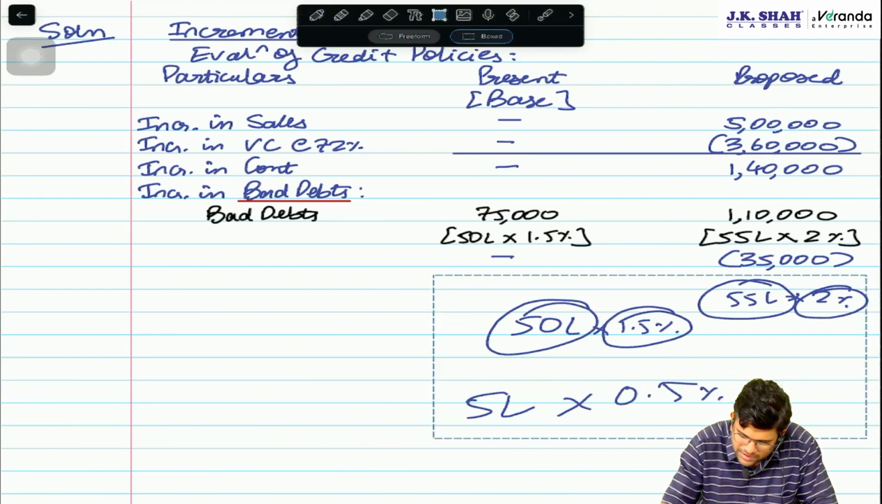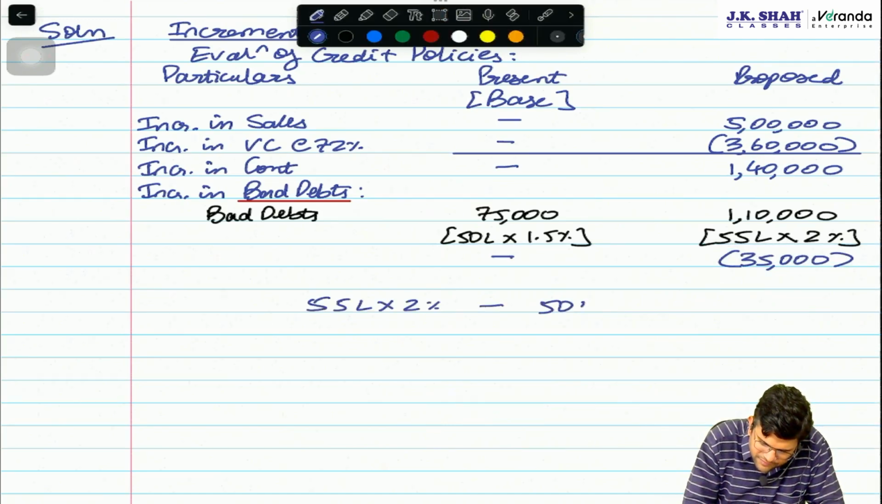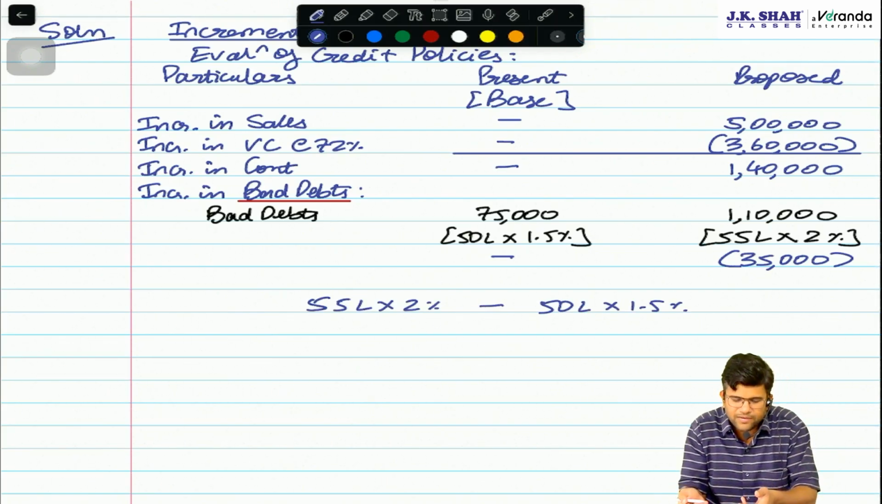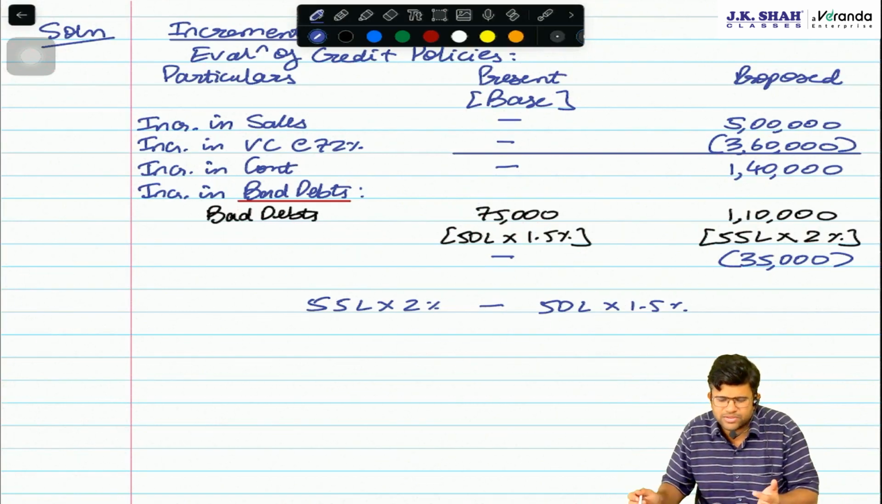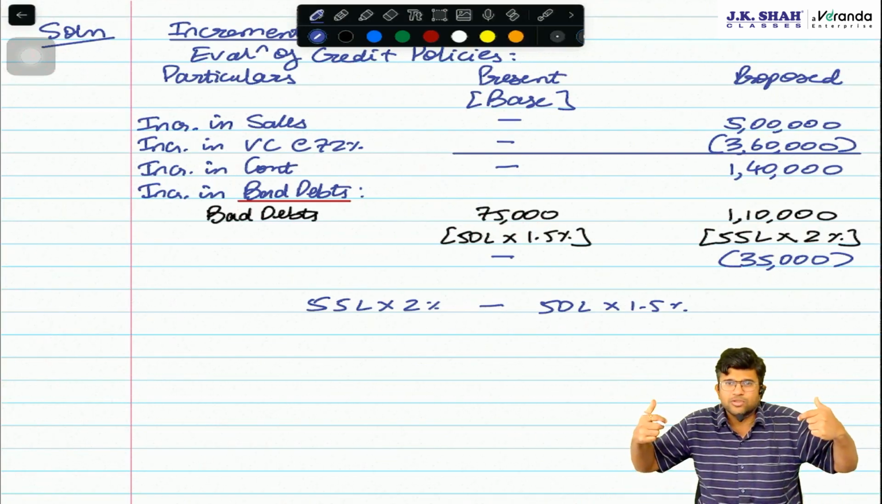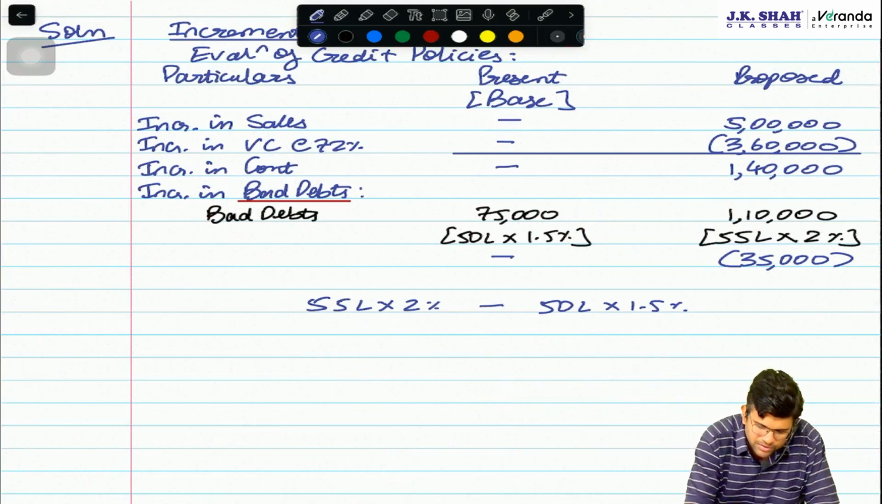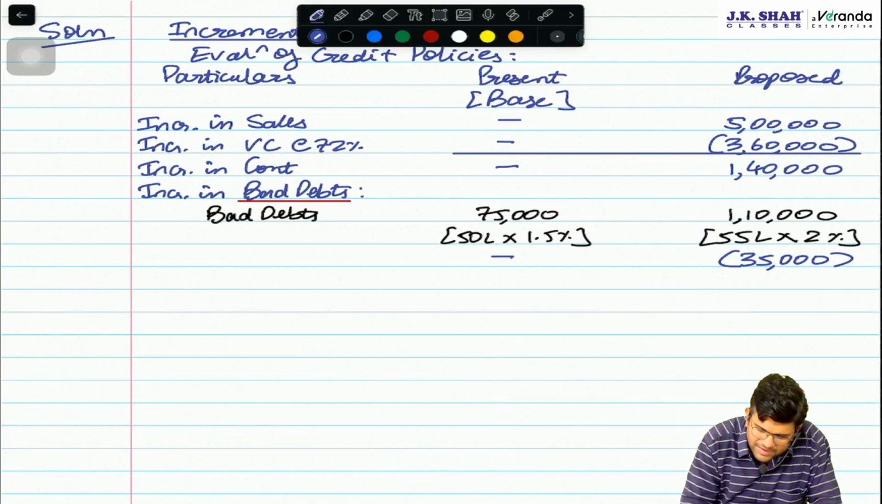If you notice the equation correctly, it is 55 lakh into 2% minus 50 lakh into 1.5%. Students, how can you take 55 lakh minus 50 lakh outside, 2 minus 1.5 outside? It is not possible. These are two separate numbers, calculate them separately and then do the incremental calculation. Okay. So with that, students, we complete the discussion on incremental bad debts.